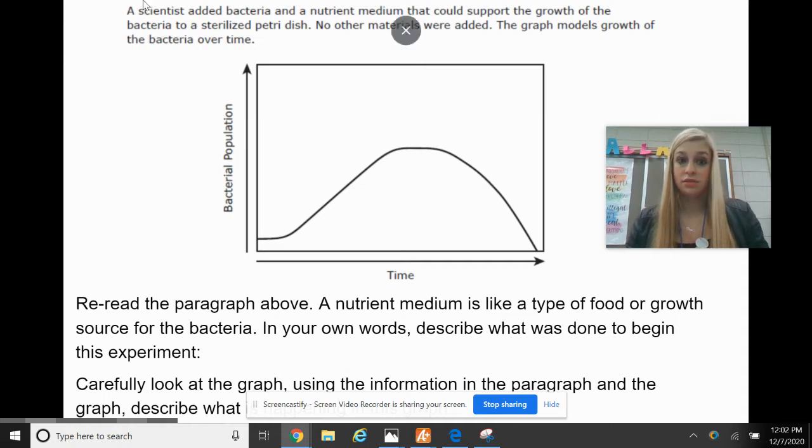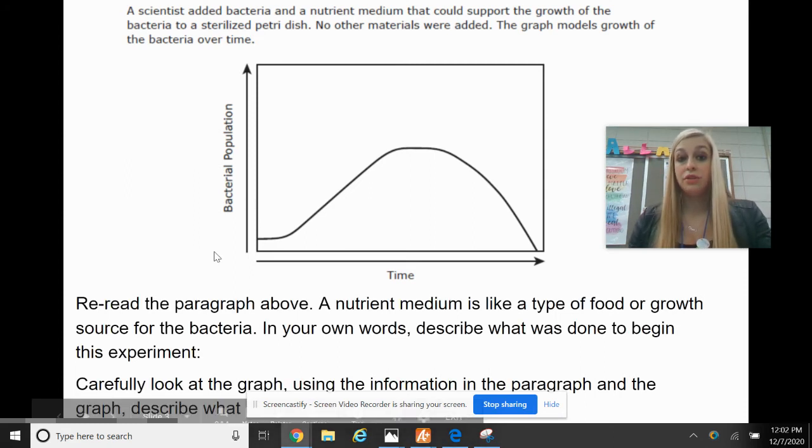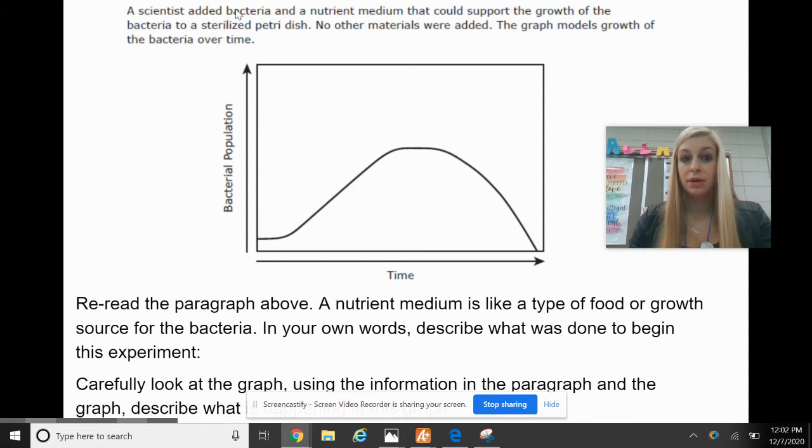Okay, so this is from STAR, and this is all that they were given on STAR. We'll read the bottom part in a minute. So let's just make sure we understand what's going on right here. You might not know what a nutrient medium is exactly, but you know that a scientist put bacteria in a petri dish, which is a small little circle dish. It's pretty small. There's nothing in it, clearly, other than bacteria and a nutrient medium. So when you hear nutrient, you should be thinking of nutrients. So you know it's probably some sort of food, something that can help it live.